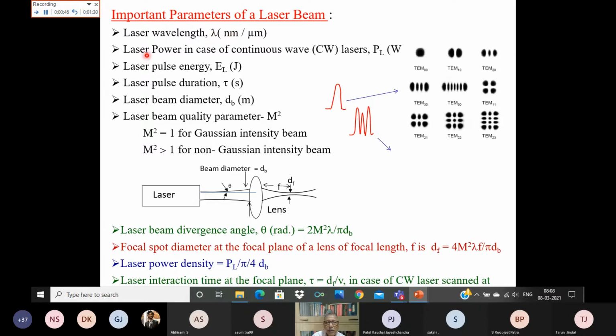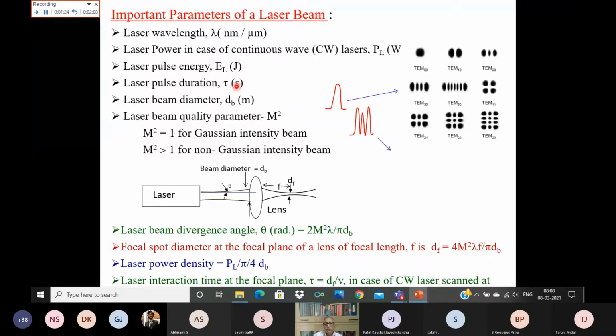The next parameter of the laser beam is the laser power, which in case of continuous wave we express in watts. And if it is a pulse laser, then the energy content in the laser pulse we express in joules. So EL is the energy content in a laser pulse. And in case of a laser pulse, another parameter is the pulse duration, which we can express in seconds.